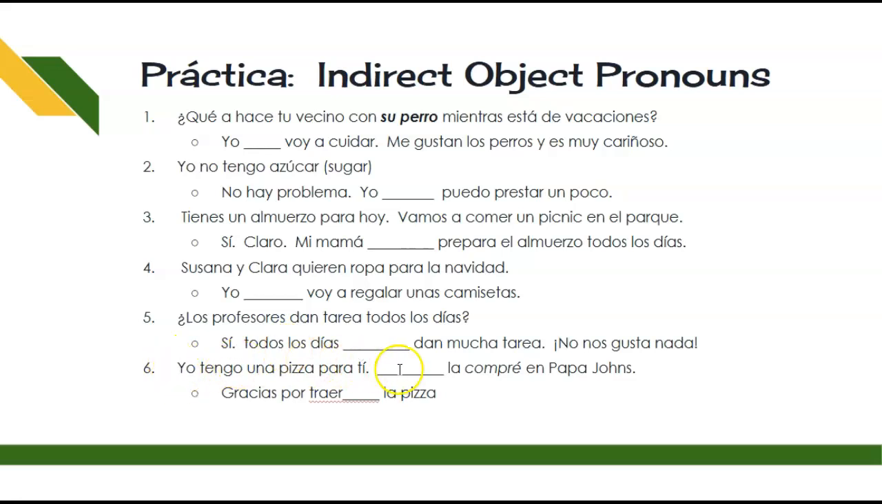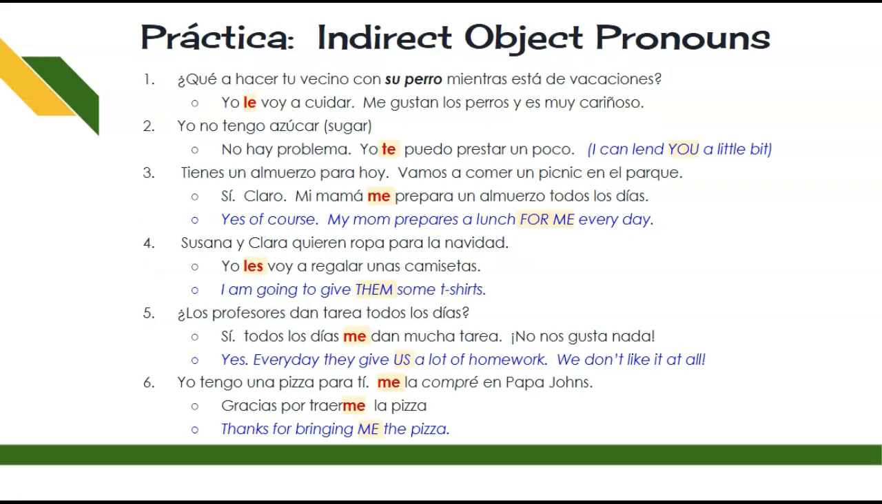Yo tengo una pizza para ti. I have a pizza for you. I bought it at Papa John's. Yo te la compré. La is our direct object pronoun for pizza. Te la compré in Papa John's. I bought it in Papa John's. Now that's past tense, just so you know. You'll see it coming up. We're going to learn about past tense, but first we're doing this. So yo te la compré in Papa John's. Gracias por traerme la pizza. Thank you for bringing me the pizza. Check your answers and make sure they are correct.